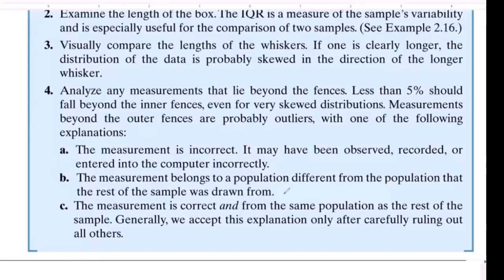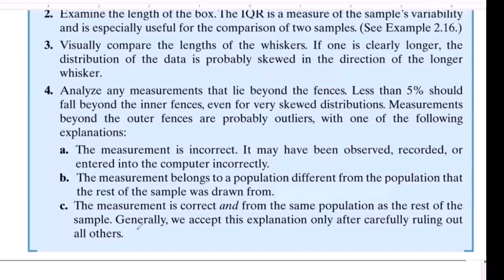Let's say I was measuring Labrador retrievers. I wanted to know what the smallest, what the biggest, how much they vary, and somehow a poodle got in. It would skew the data. It may have gotten in there by accident. Or the measurement could be correct and from the same population as the rest of the sample. Generally, we accept this explanation only after carefully ruling out all others. If you see outliers that don't make sense, you want to look at the values and see where they came from and see if they came from a viable source.